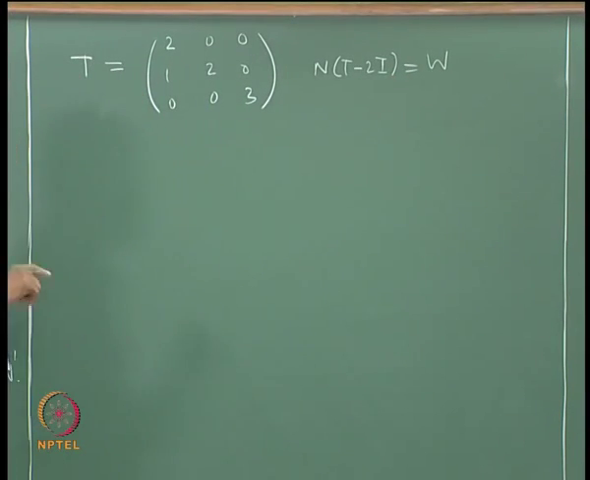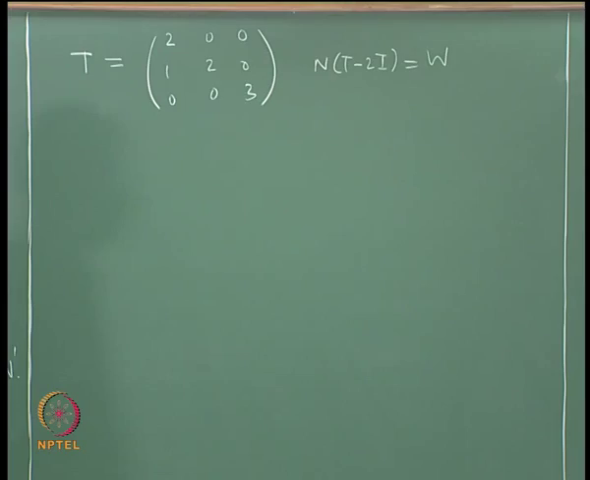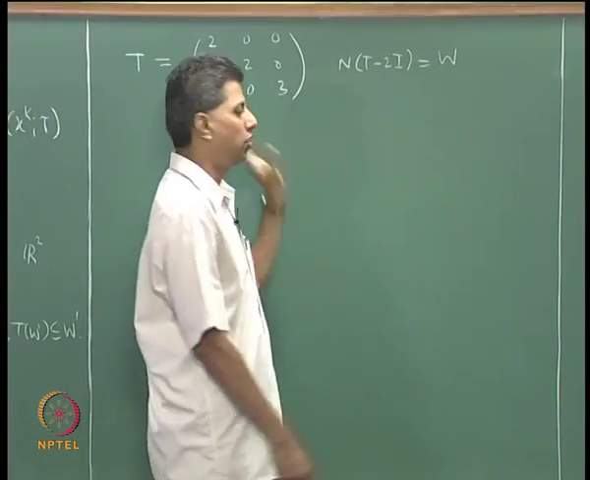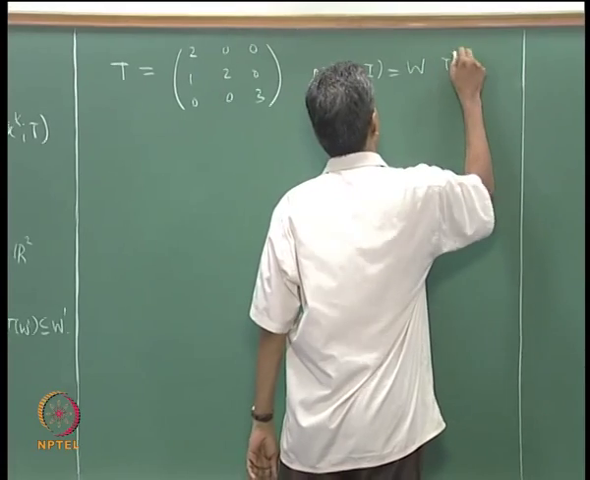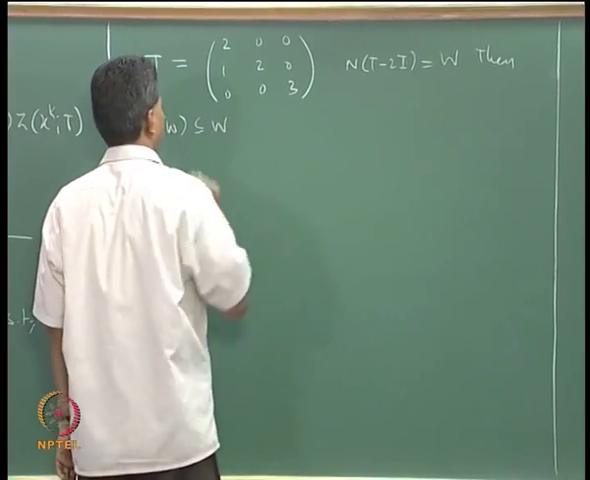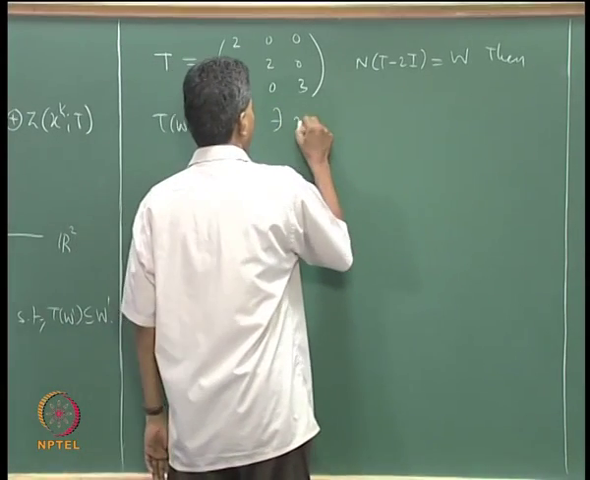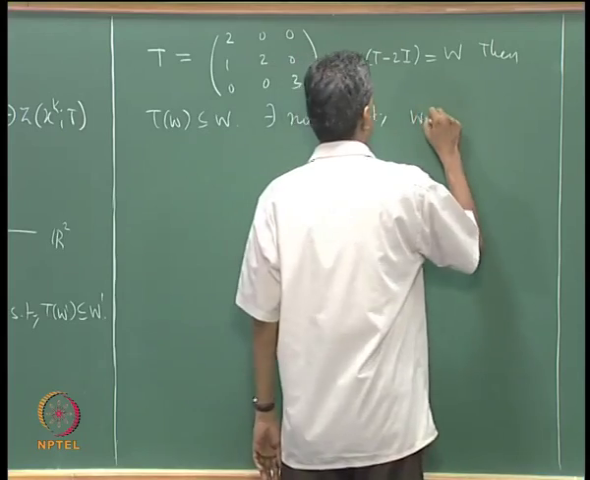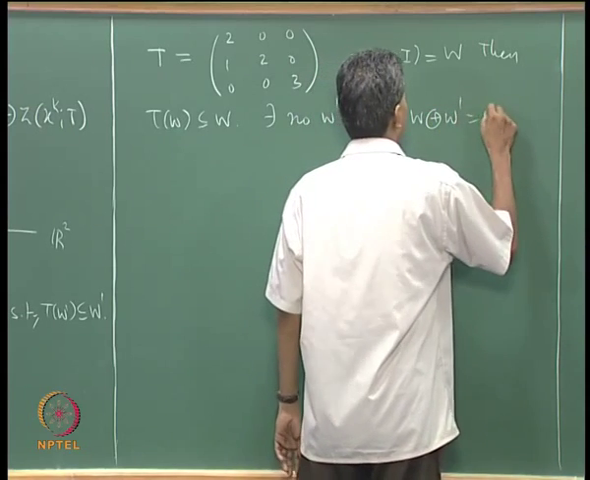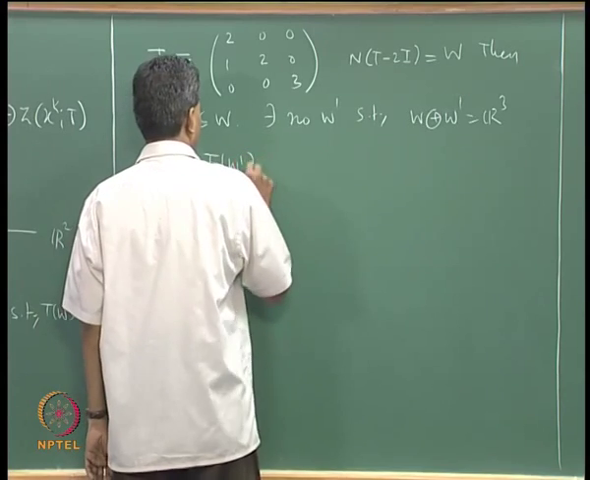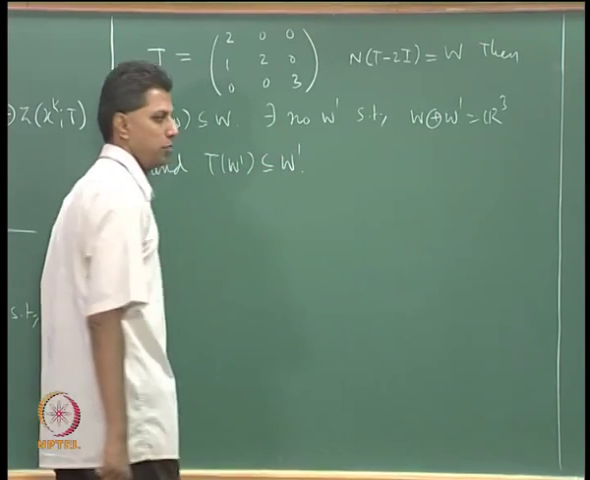I'm going to leave this as an exercise: show that this W is an eigenspace. So TW is contained in W. This is invariant under T. That's not a problem. But there exists no W prime such that W plus W prime is R3, together with the condition that TW prime is contained in W prime.